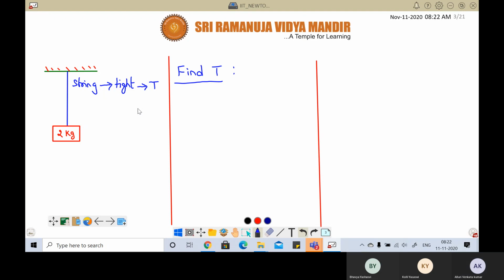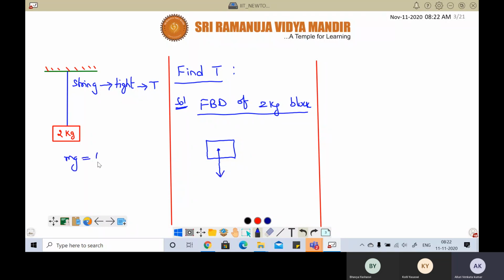So find the tensional force. How to find it? Draw the free body diagram of the 2 kg block. So that means this one. What is the first force? Sir, gravitational force. Correct. That is equal to mg, where m is 2 and g is 10. So that means 20 newtons.